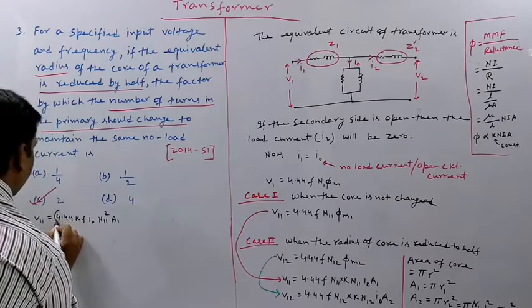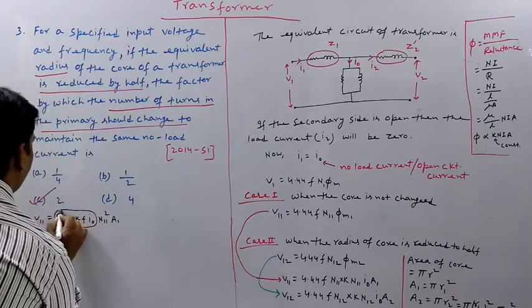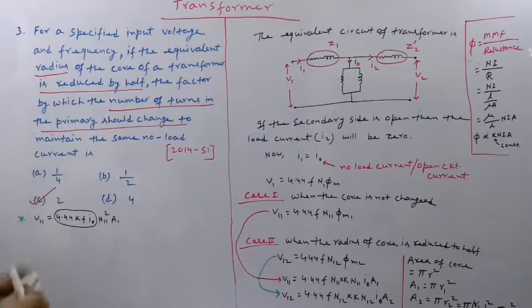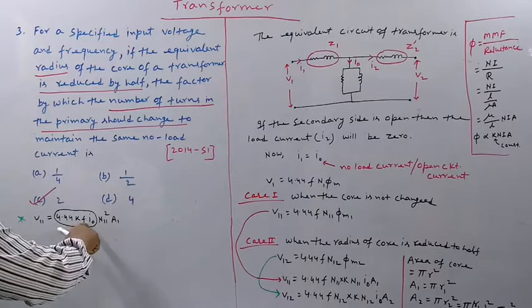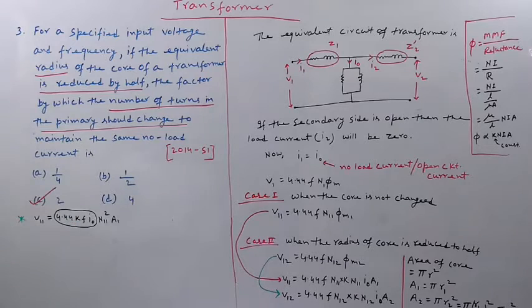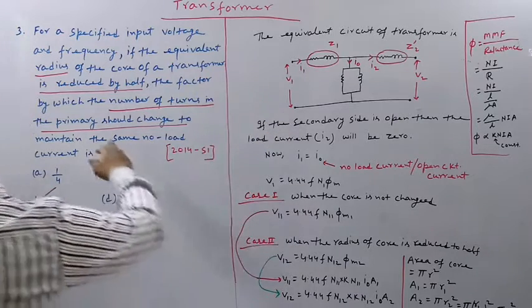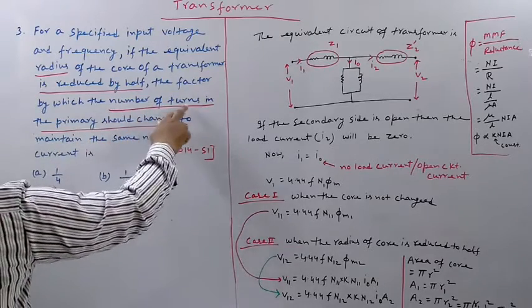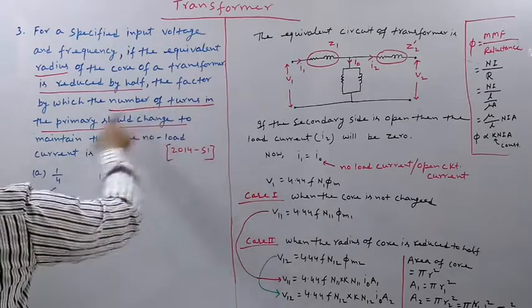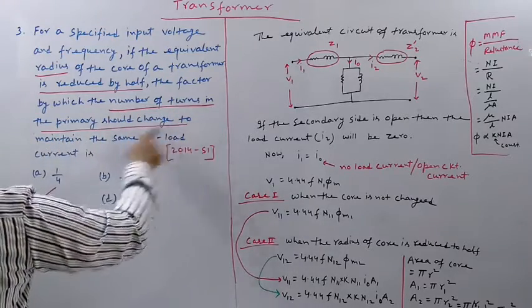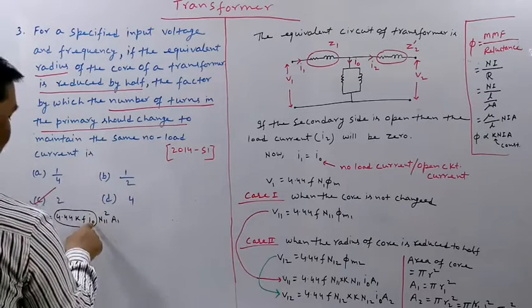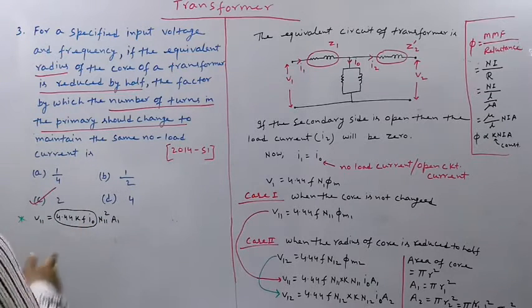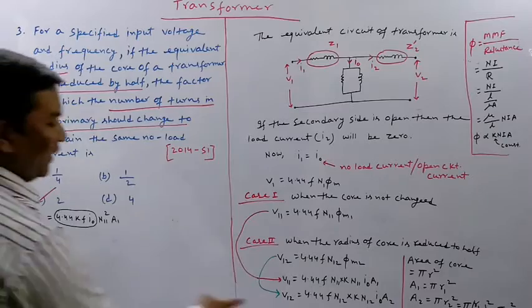So this is a constant term, because here k is some constant, f frequency is constant, I naught is constant, because the question is saying that the number of turns in the primary should change to maintain the same no load current. This I naught is the no load current, so we don't have to change I naught, so this is a constant. Okay. Now what will be V12?